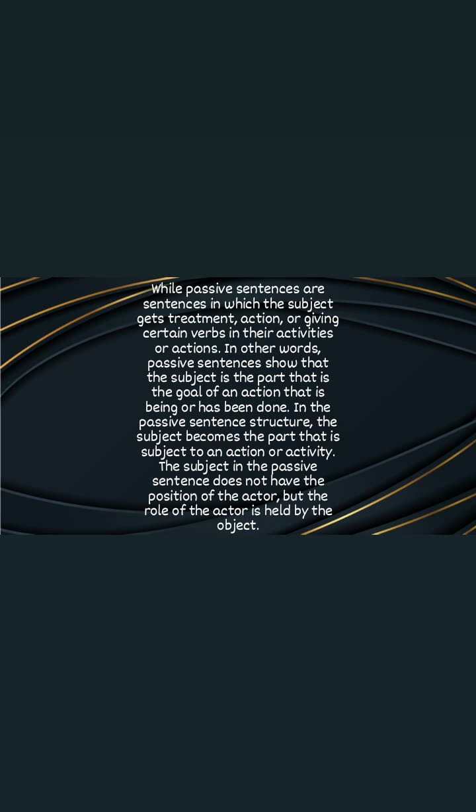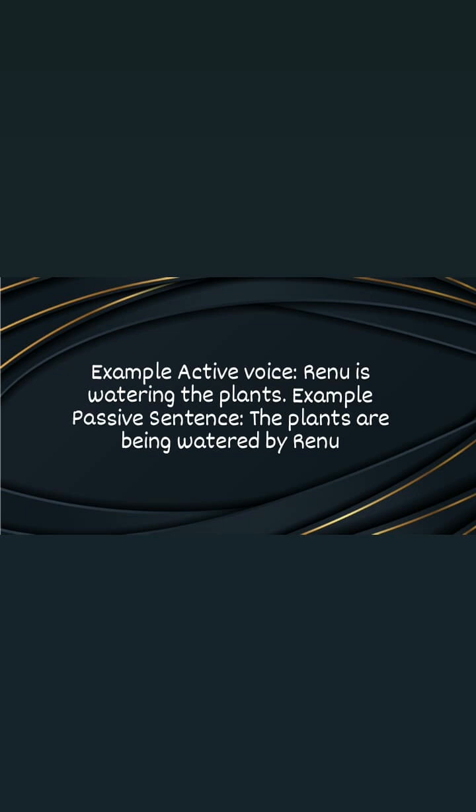In the passive sentence structure, the subject becomes the part that is subject to an action or activity. The subject in the passive sentence does not have the position of the actor, but the role of the actor is held by the object. Example active, Renu is watering the plants. Example passive sentence, the plants are being watered by Renu.